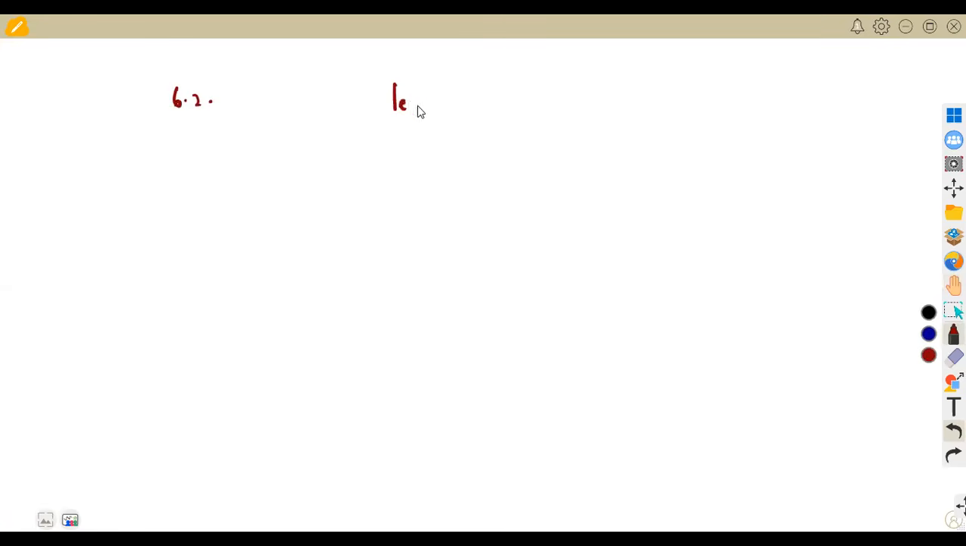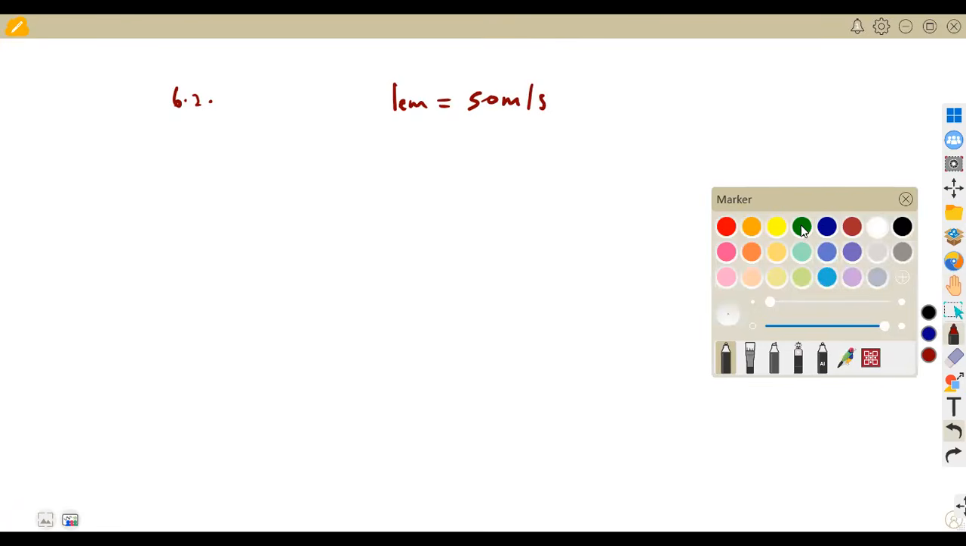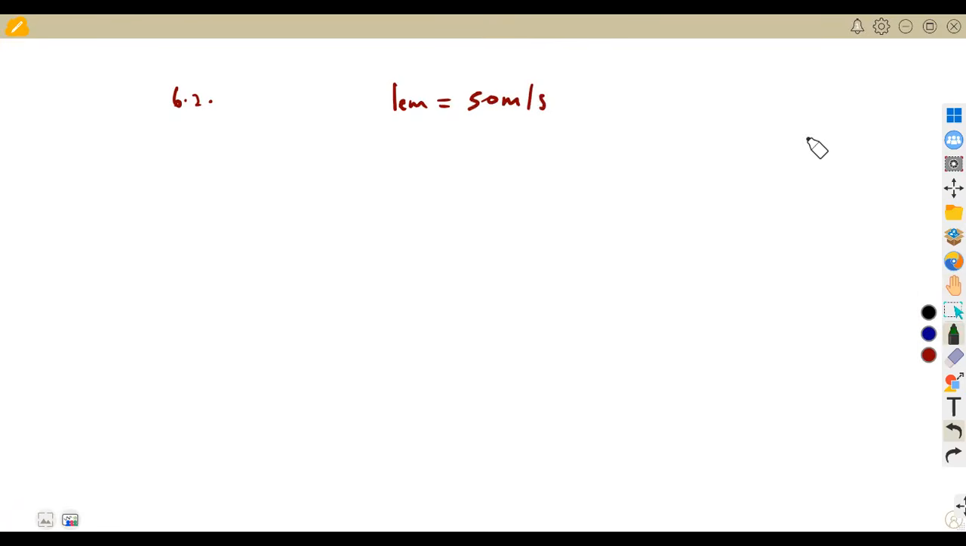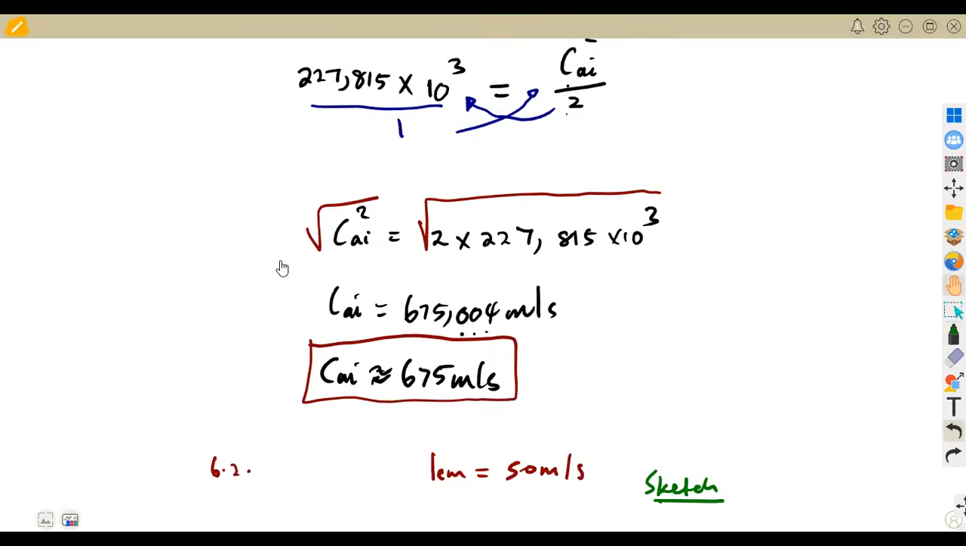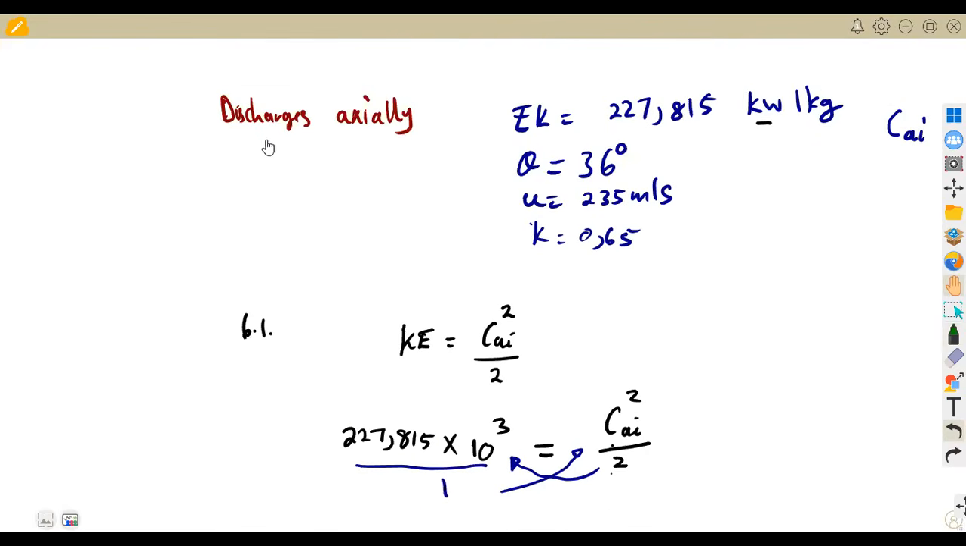1 centimeter, according to the information that we are given, represents 50 meters per second. All right, so we are going to have a sketch. Let us have our sketch of the diagram, how it is supposed to look in this case. On our sketch, we are to consider that this is discharging axially.